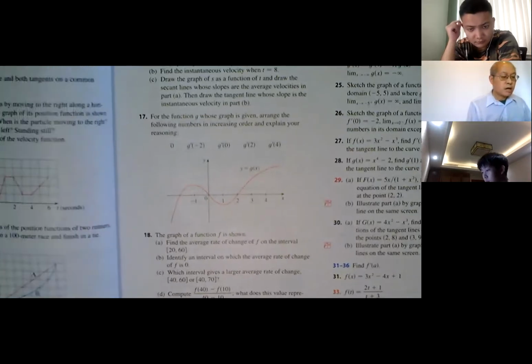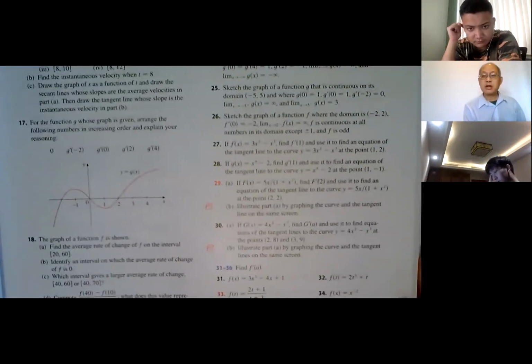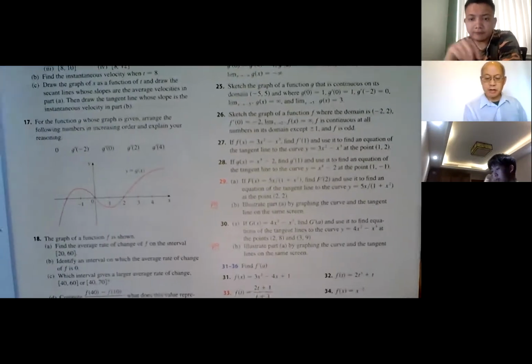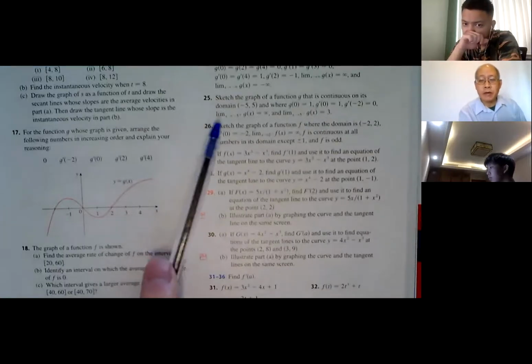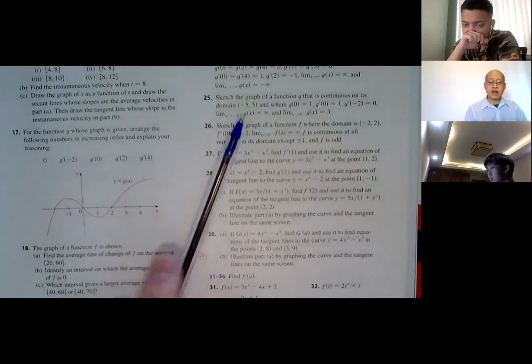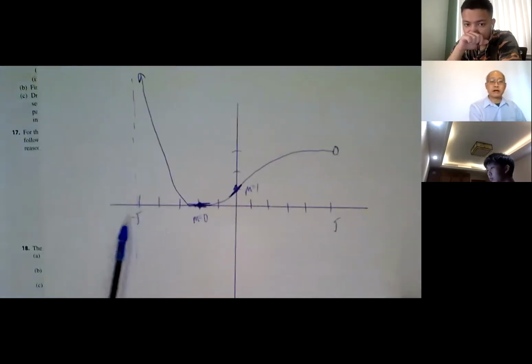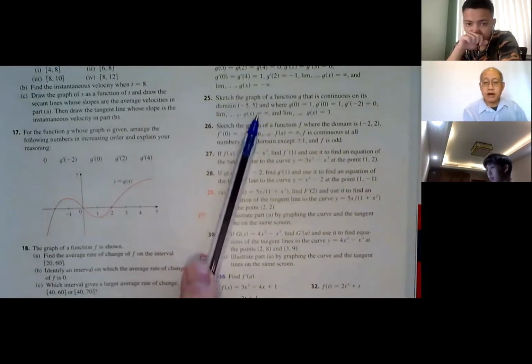All right, then I wanted to jump over and show you 25. Sketch the graph of a function that is continuous on the domain from -5 to 5. So the graph can only go from -5 to 5. I'll show you quickly what I got. -5 to 5, that's it. And they're open parentheses, so you don't reach -5, you don't reach 5.